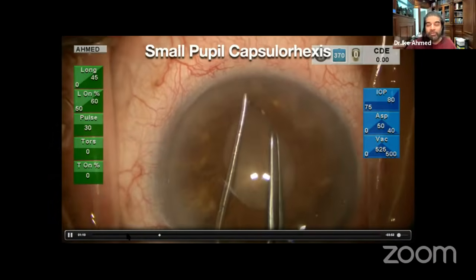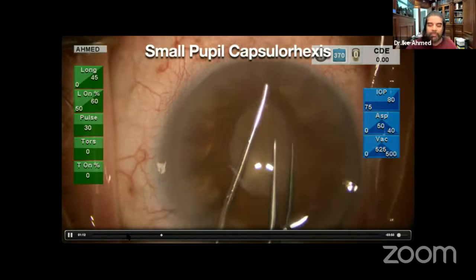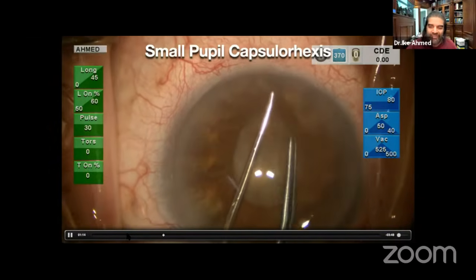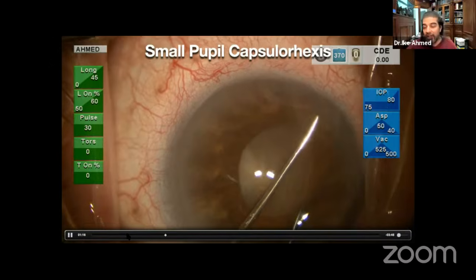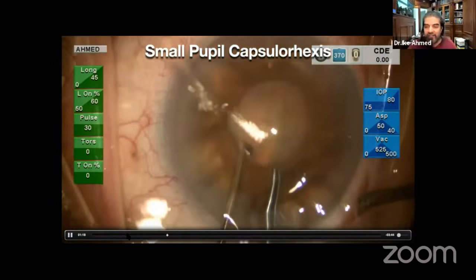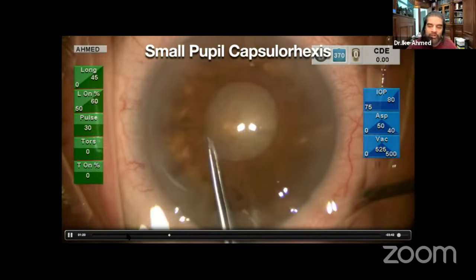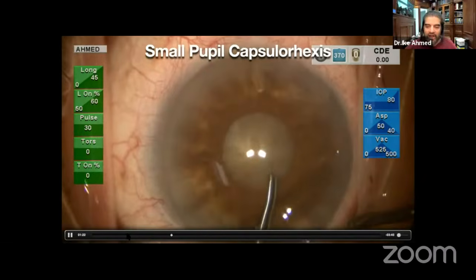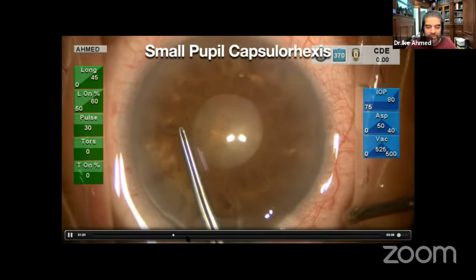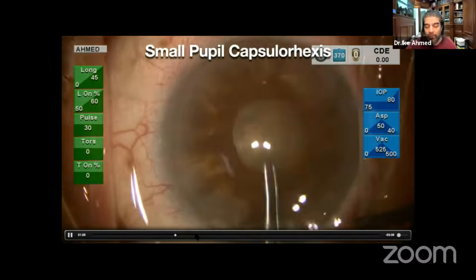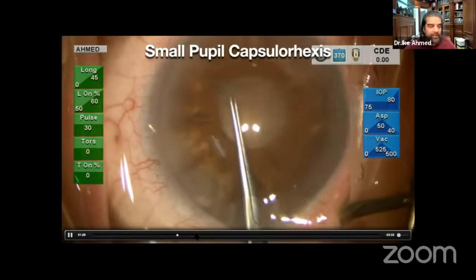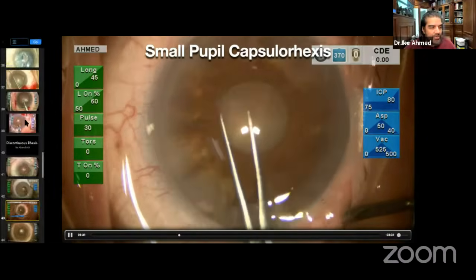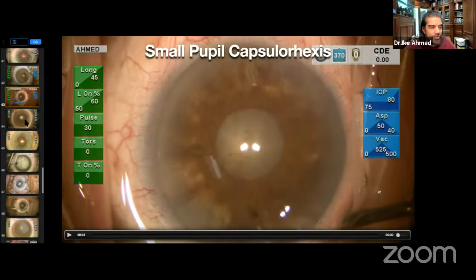Again, it's no problem to use iris hooks and Malyugin rings, but I think if you're comfortable doing it without it, it's nice to not have to be reliant on this. And here, actually, we have good visibility. We can see the tear occurring, and we can actually follow the tear as it tears. We know that the capsular rexis will be well positioned as we get more comfortable and we get more experience. And I think that doing it without any aids is something that can be helpful and useful.